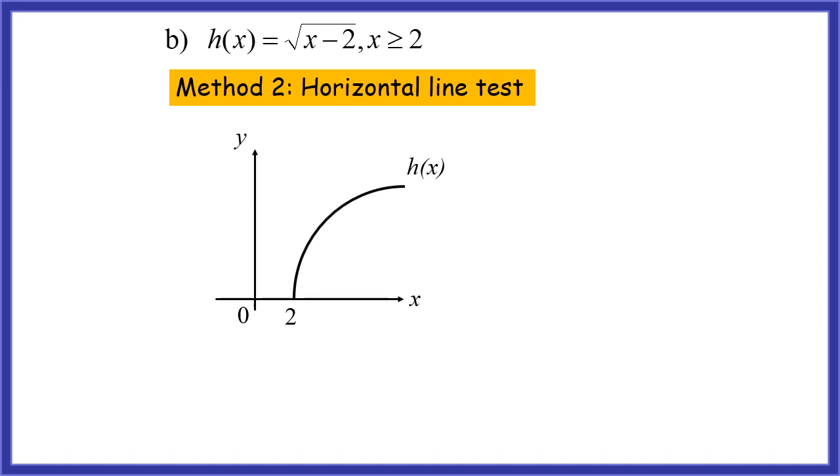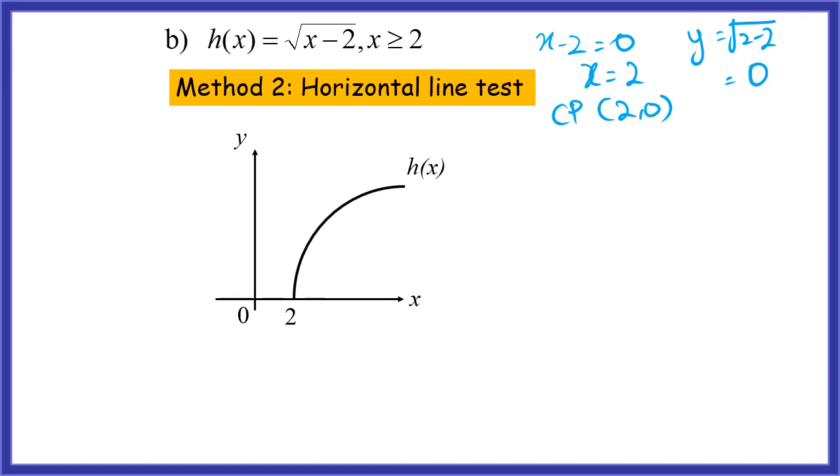So if we want to sketch the graph, we take everything under the square root and set it equal to 0. So we have x minus 2 equals 0, so x is equal to 2. This is the x-coordinate of the critical point. When x equals 2, y equals the square root of 2 minus 2, which is equal to 0. So the critical point is (2, 0).